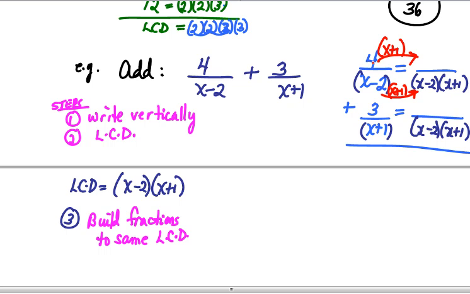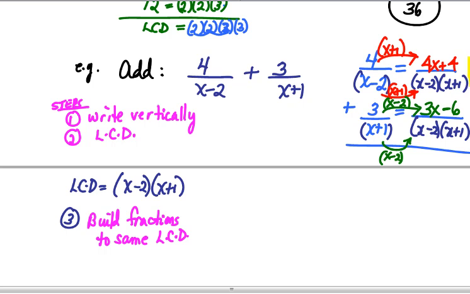Now what I like to do is actually distribute through. So I multiply 4 times x plus 1 and I get 4x plus 4. Now looking at this, I need the quantity x minus 2. So I'm going to multiply 3 times x minus 2 and I'm going to distribute, and that gives me 3x, and 3 times negative 2, negative 6.